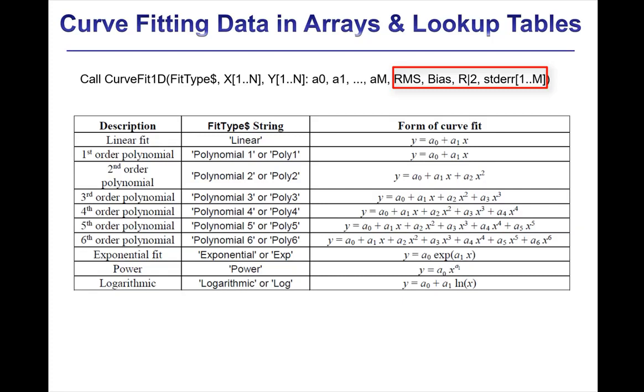The output here R2 is the correlation coefficient between the dependent and the independent variables. And then this last output is an array that contains the standard error associated with each of the curve fit coefficients. And the standard error is defined as the square root of the estimated variance of the parameter.